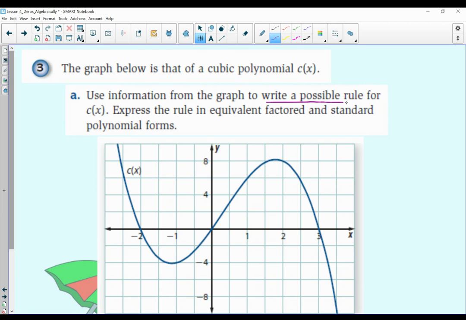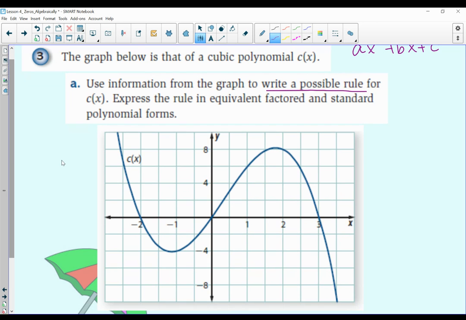a possible rule. So if you don't understand what that means, it wants you to write something similar to this, ax squared plus bx plus c. When we say rule, that's really what it's talking about. So where to start here?